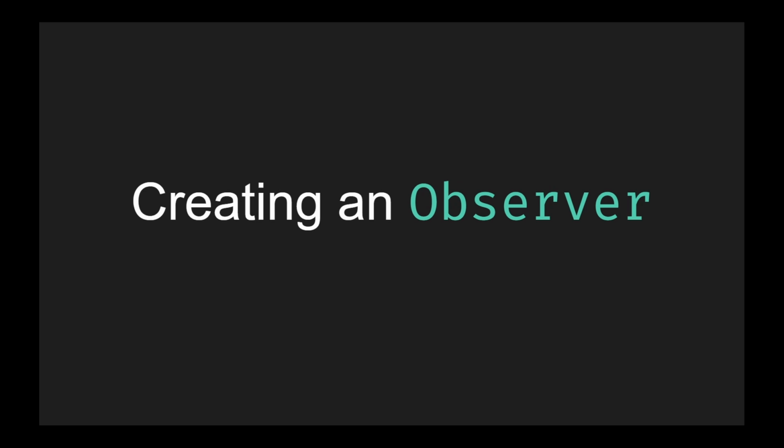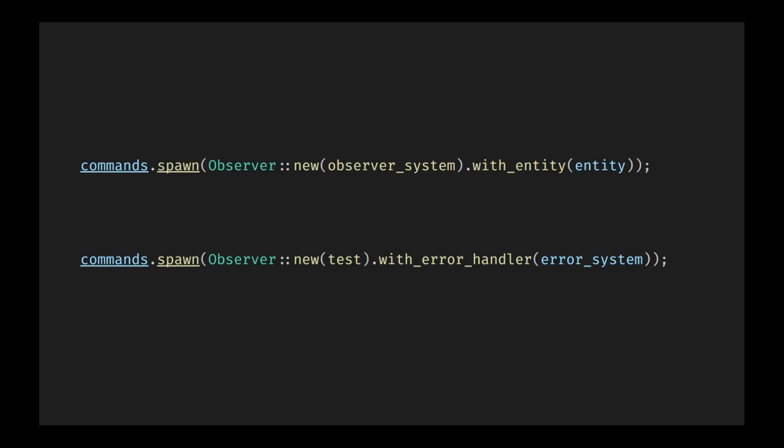Let's talk about how to actually spawn an observer into our application. As far as I'm aware, there are 3 ways to add observers. The most flexible is to manually spawn an observer. This is done by spawning a new entity with an observer component. You can make a new observer component by calling new and providing the observing system. You can then optionally chain calls of with entity and/or with component to make the observer trigger with those entities and/or components as targeted.